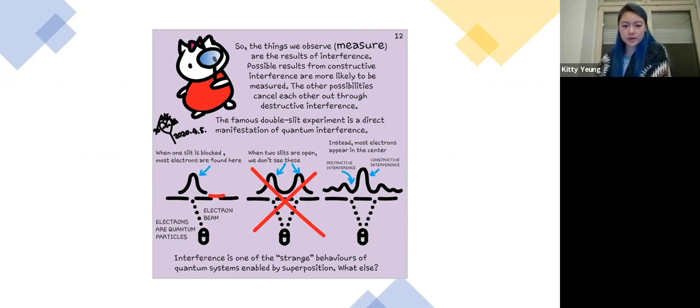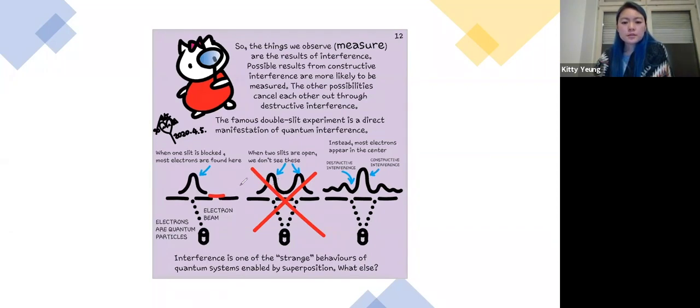So for some people here, they may be familiar with this. The double slit experiment tests out how a beam of electrons can land on a particular place after going through some slits. If you just have one and you block one of them, there's common sense that most of the electrons will land near this slit. So this is plotting the probability here.